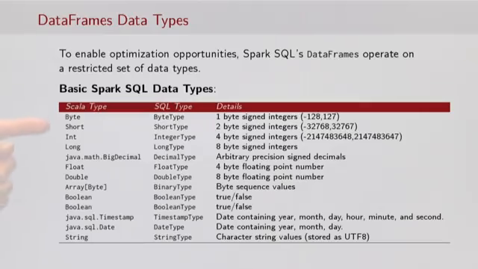We have things like bytes, shorts, ints, longs. We have strings here at the bottom. Interestingly enough, there's timestamps and dates from Java. We have things like floats and doubles, big decimal. These are all pretty uncontroversial data types, but these are the data types that Spark SQL uses. These are the core data types that Spark SQL is built around.